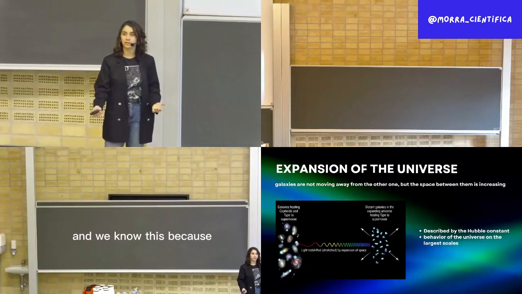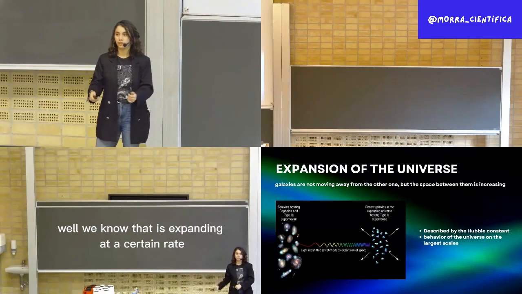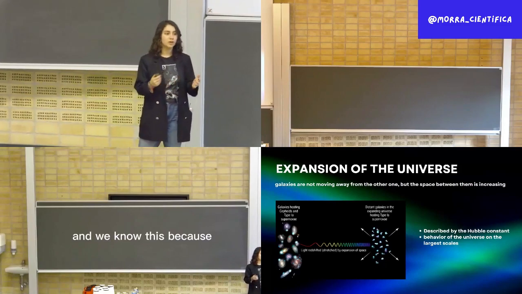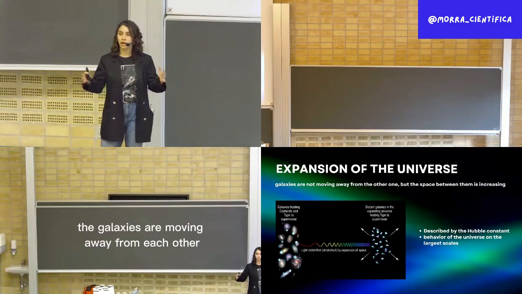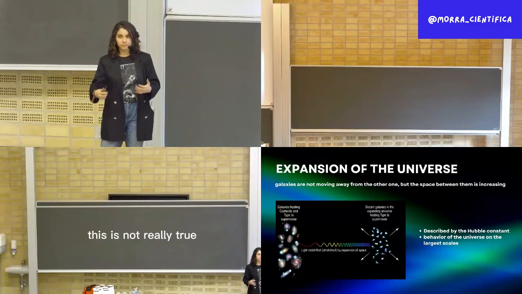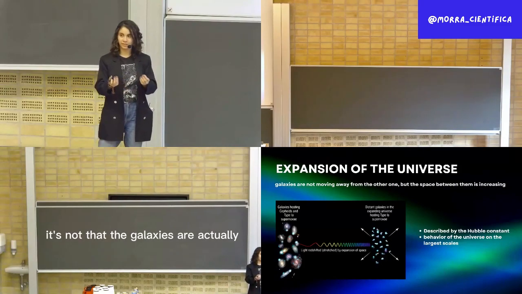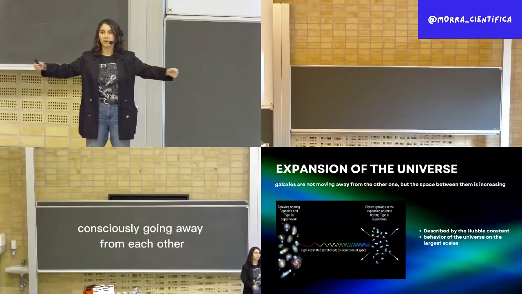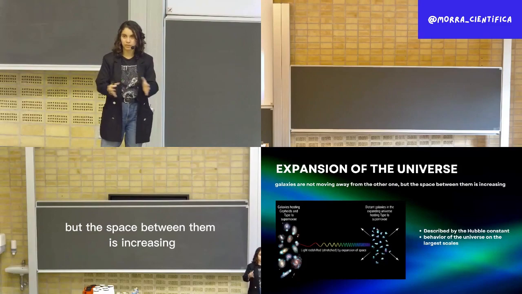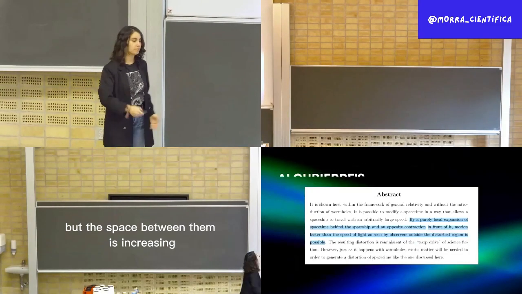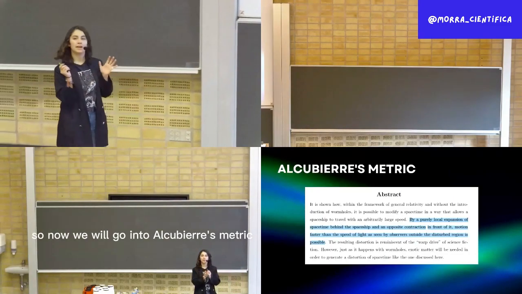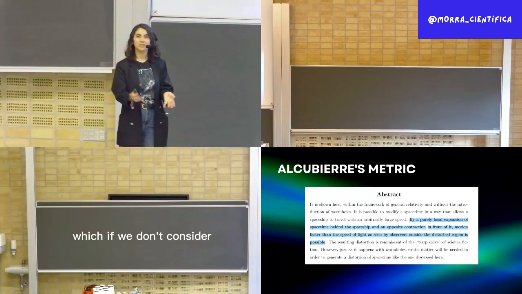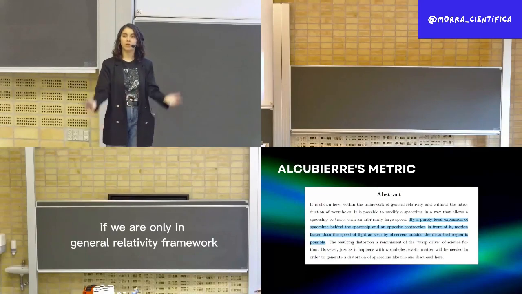We know that it's expanding at a certain rate, the Hubble constant. And we know this because the galaxies are moving away from each other. This is not really true. It's not that the galaxies are constantly going away from each other, but that the space between them is increasing. So now we will go into Alcubierre's metric.